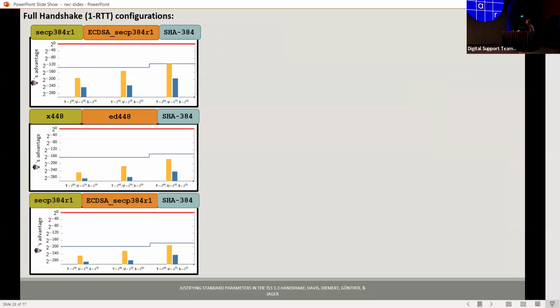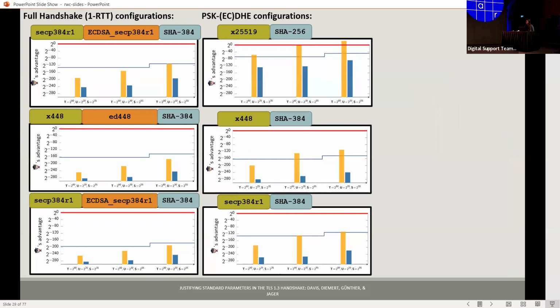And we can see that even when prior security bounds do meet the targets and do guarantee the desired levels of security, we can still improve on them by up to 80 bits of security. This is for the full handshake. We also performed the same type of evaluation for the pre-shared key modes with a Diffie-Hellman key exchange and achieved the same caliber of results across the board.